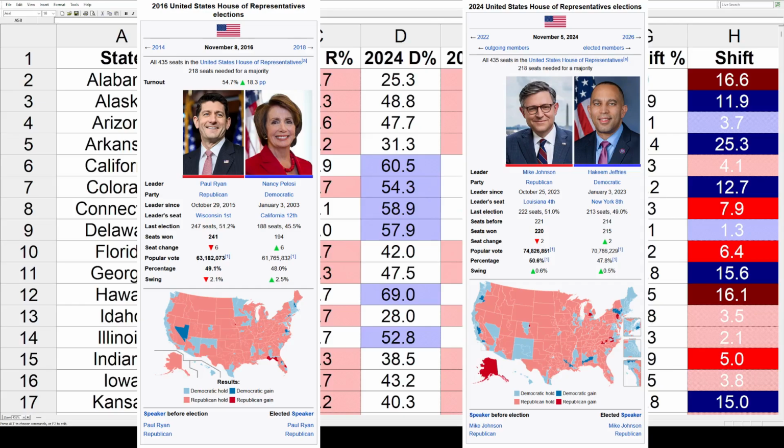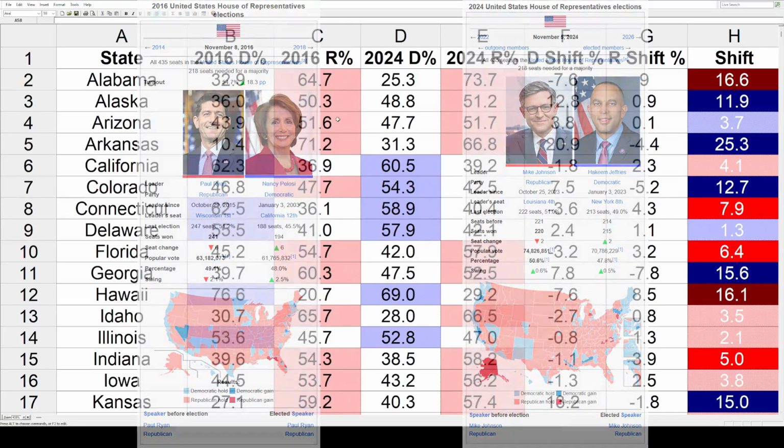And then if we jump ahead 8 years to 2024, Republicans won 220 seats. They lost 2 of them, but they finished with 50.6%. Democrats got 215 seats. They picked up a couple, and their national popular vote share was 47.8. So that's going to take us into this outstanding looking spreadsheet.